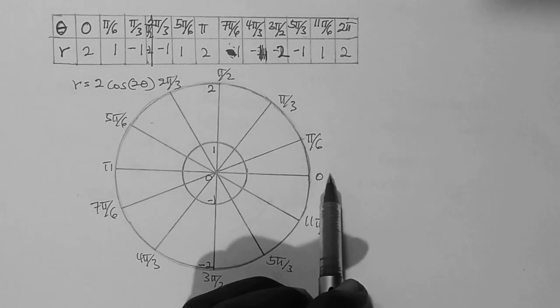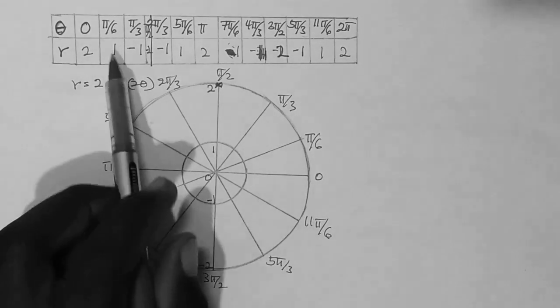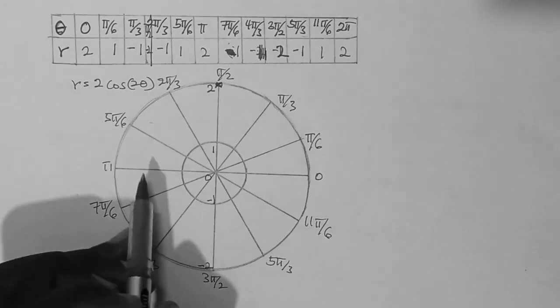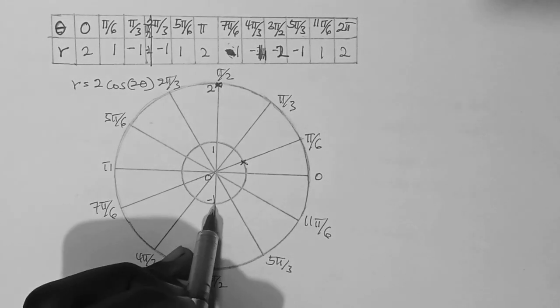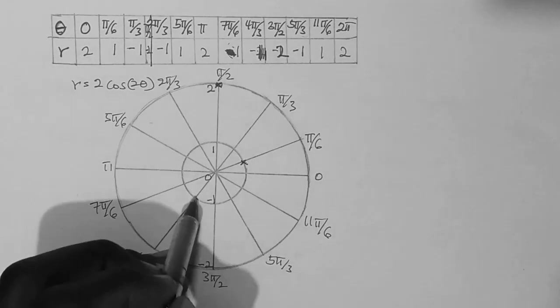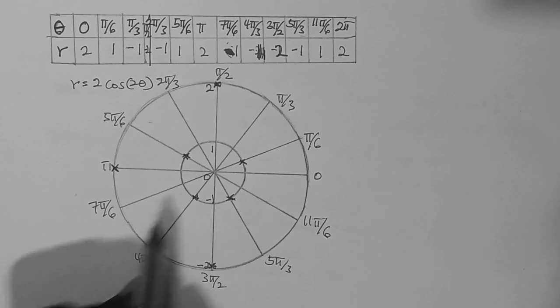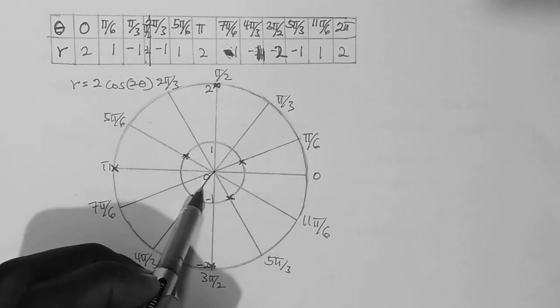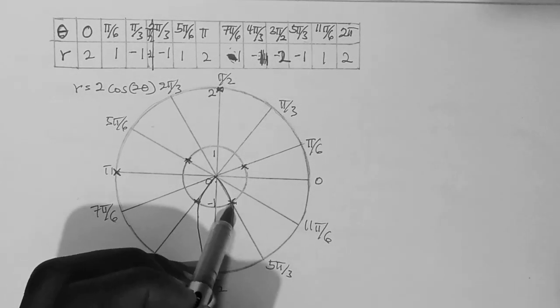So if we come to 0, r is 2. So is this point. And then for pi on 6, r is 1. So it's this point. And then pi on 3 is minus 1, so pi on 3 minus 1 is here. And this is 2. So if we look at it, you can see that this is one of the diagrams that we can have.